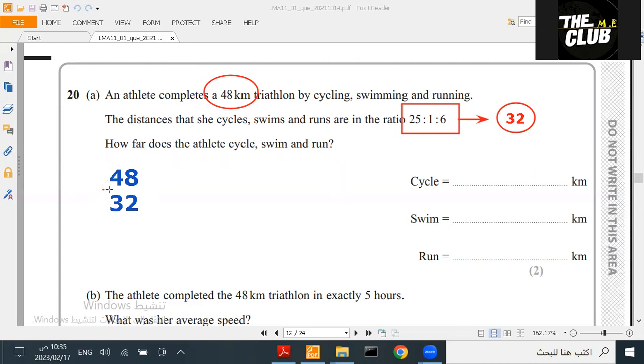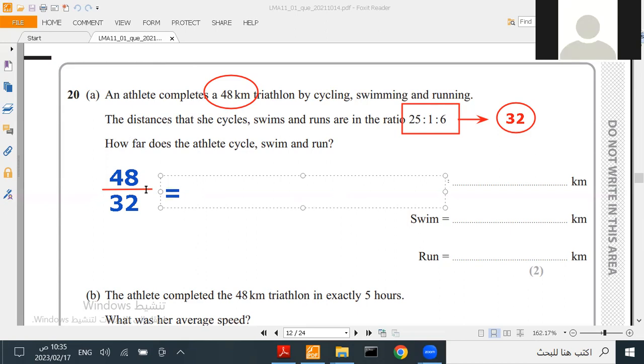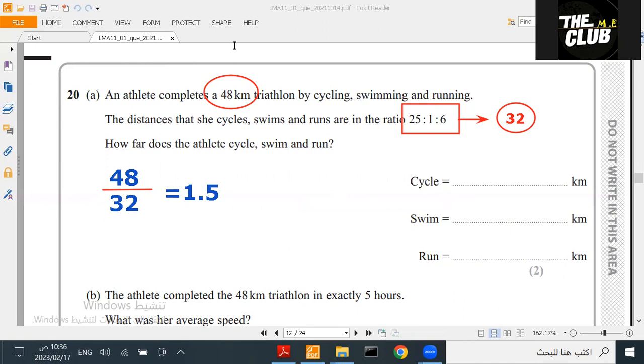So I'm going to divide it by 32 to get the number that I need to work with. 48 divided by 32 will give 1.5. Good, 1.5. So the 1.5 is the number we will work with. We multiply it by everything. First I multiply it by the 25, which gives cycling. Then I multiply it by 1, which gives swimming. Then I multiply it by 6, which gives the running distance.